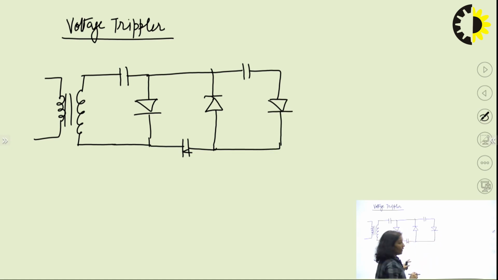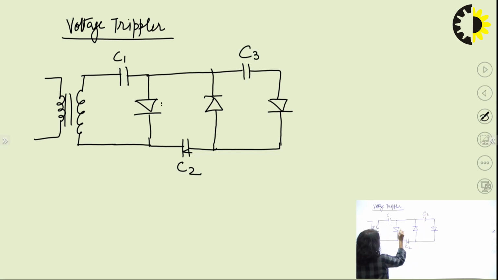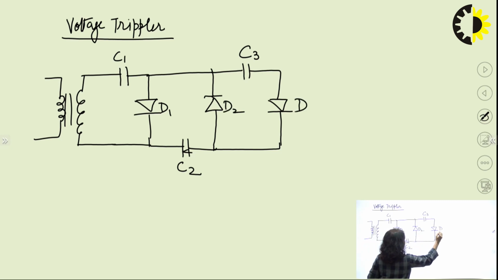So, here we can see that we are using 3 diodes and 3 capacitors. So, this is comprising a circuit. This is consisting of the 3 diodes and 3 capacitors. So, this makes the voltage tripler circuit. Let us say this is C1, C2 and C3, D1, D2 and D3.